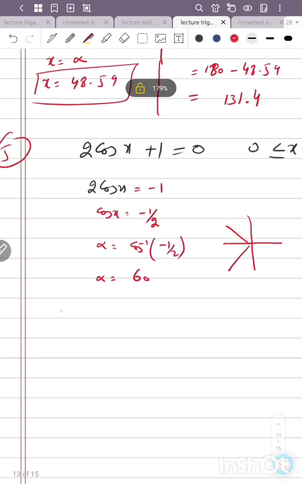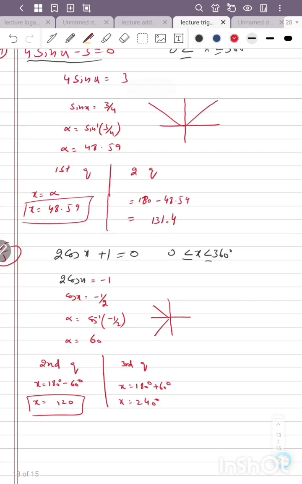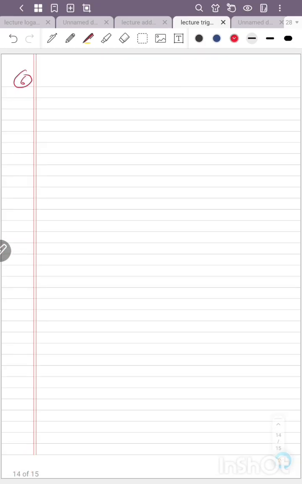Okay, for second quadrant and third quadrant. For second quadrant it will be 180 minus 60 degrees, so x equal to 180 minus 60, answer 120. And third quadrant, just write it, third quadrant 180 plus 60 degrees, so x equal to 240 degrees. We got the answer. Okay, now move forward, we have the next question.